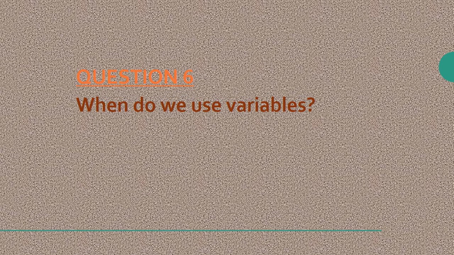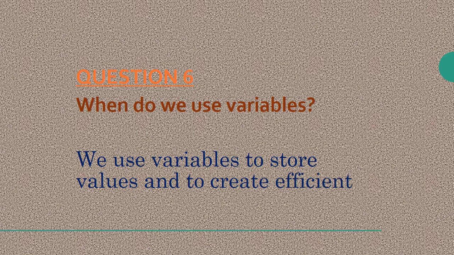Now question number 6. When do we use variables? We use variables to store values and to create efficient scripts. The use of variables is to store the values and to create efficient script. Efficient means which is worth, which is effective. Such type of scripts are being created by variables.